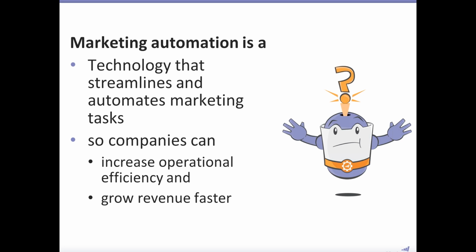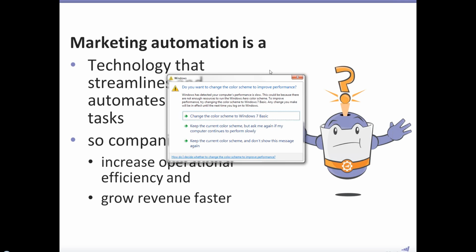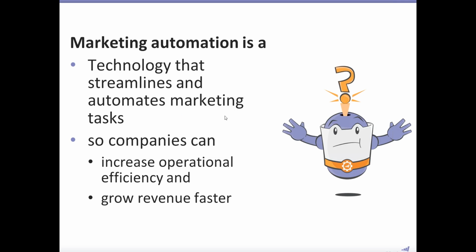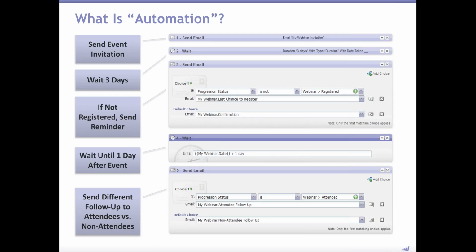So marketing automation is a technology that streamlines and automates your marketing tasks so that companies can increase their operational efficiency and grow their revenue faster. It is a technology, although as we'll talk about, it goes beyond the technology in terms of all the business management and change management you need to ultimately be successful. And it really has two sides of the coin: to grow your company faster and to make everything a little bit more efficient.